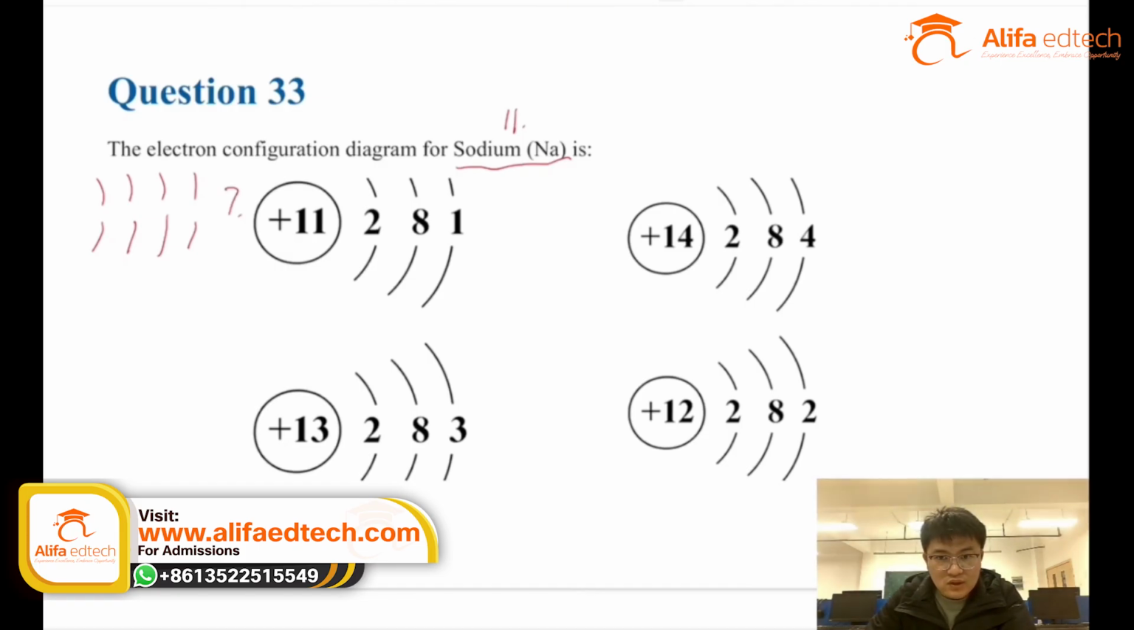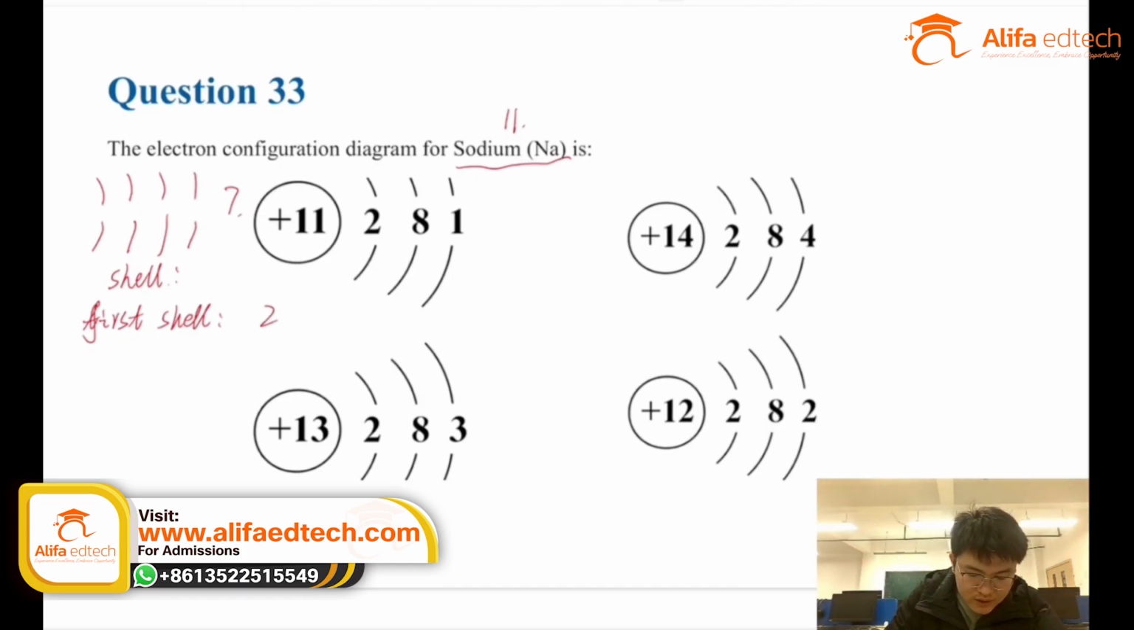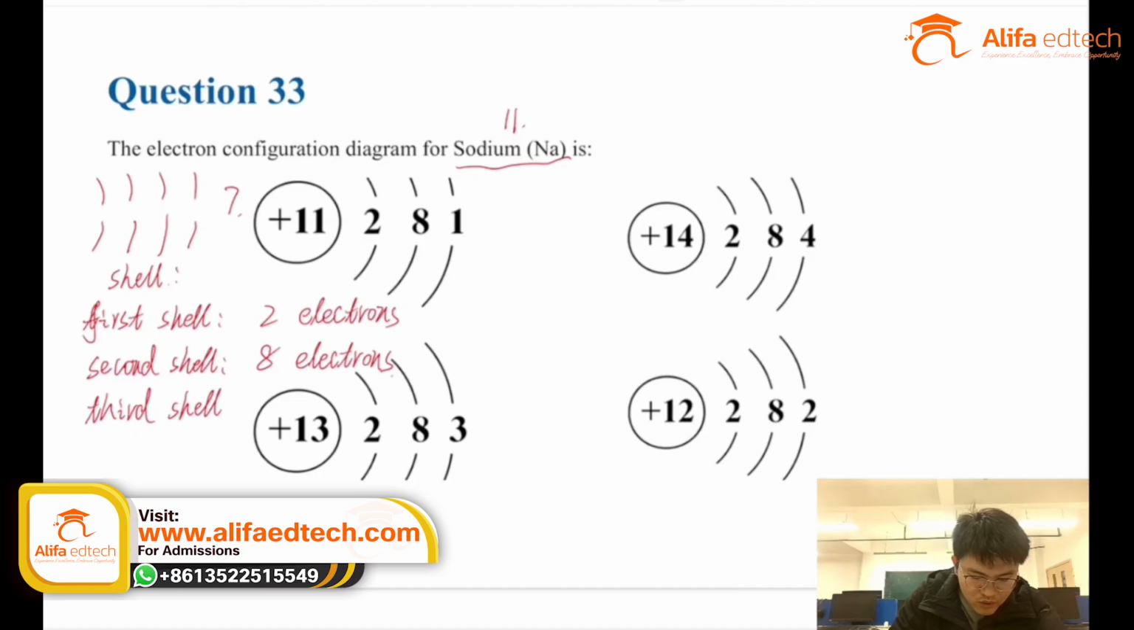The minimum requirement for our students is to know how the first 3 electron layers are arranged. Each electron layer is called a shell. The first shell can hold at most 2 electrons. The second shell can hold 8 electrons. The third shell can hold 8 electrons. We at least need to know the first, second and third shells.